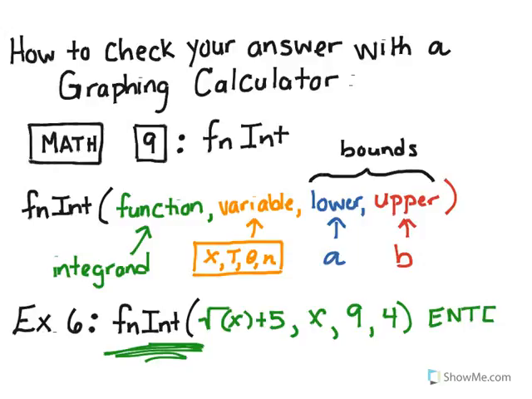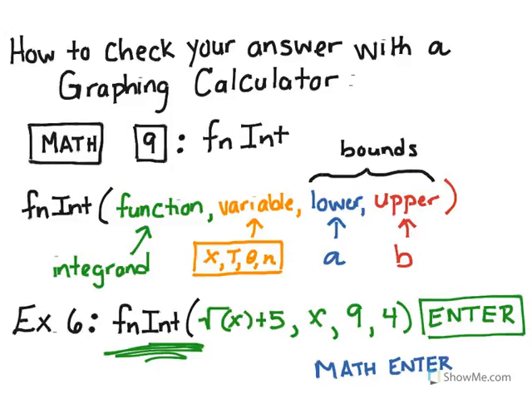it'll think for a minute, and then it's going to spit out a decimal. To convert that decimal back to a fraction, you want to hit the math button again, and then enter, enter. And that will convert it back to a fraction for you to give you that answer that we had of negative 113 over 3.